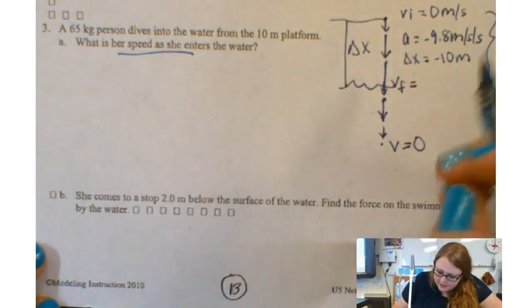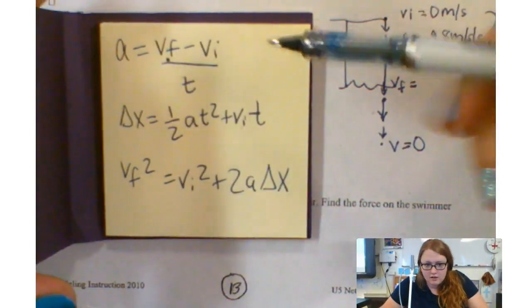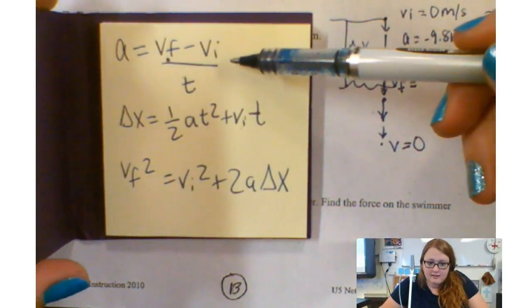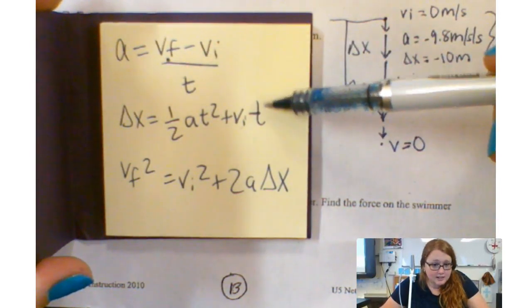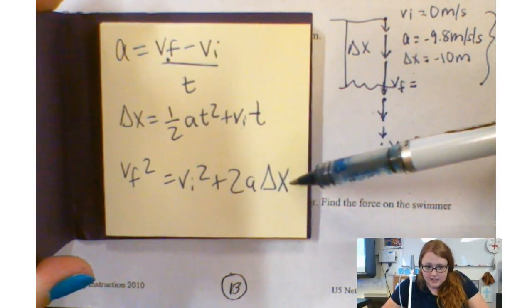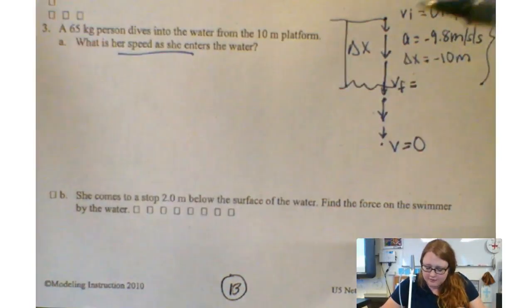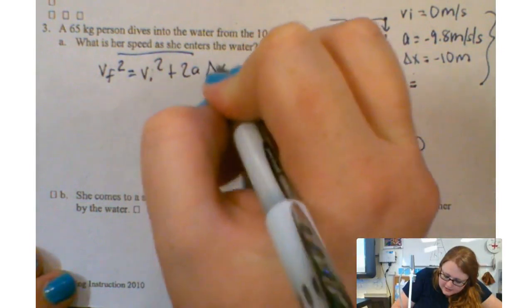So what's the speed? I do not have time, so if we look at our equations, this equation has time in it. That's not going to be helpful to find VF. This equation has time in it, and it doesn't even have VF in it, so that one's not useful. If I use this equation, then I can solve for VF. VF squared equals VI squared plus 2a delta x.